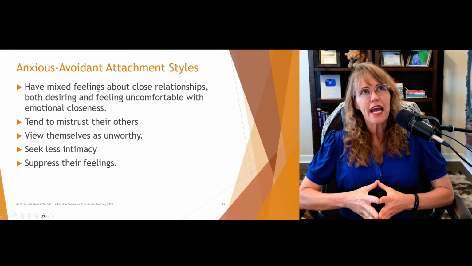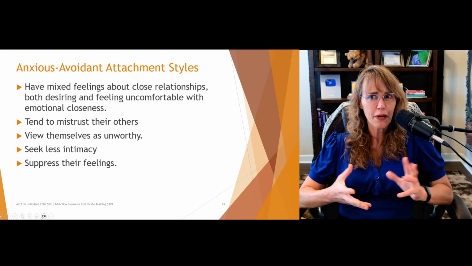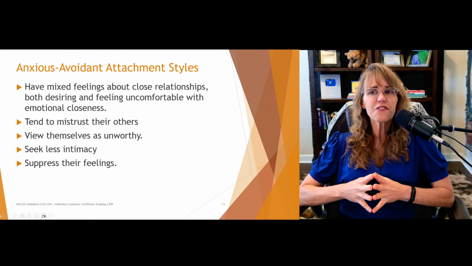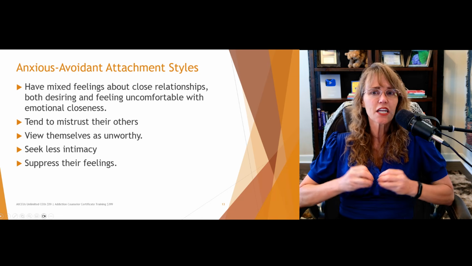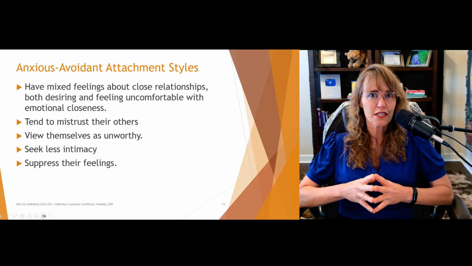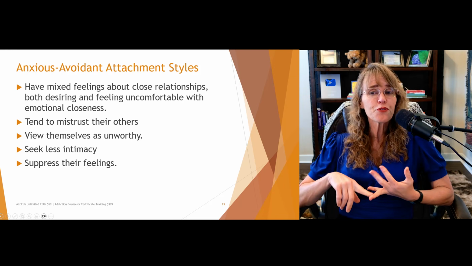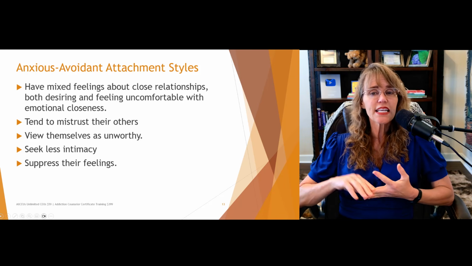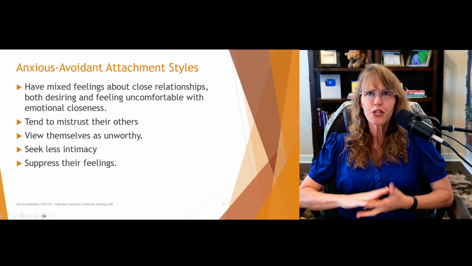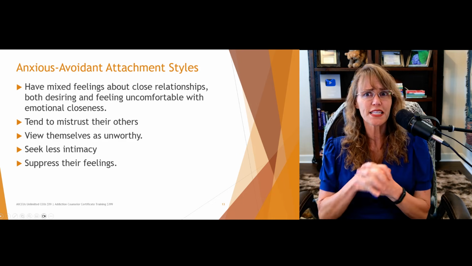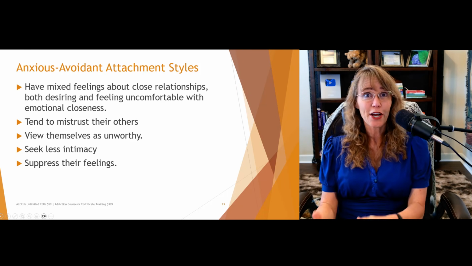Then you have the anxious avoidant attachment style, which is a combination of both. They often have mixed feelings about close relationships, both desiring and feeling uncomfortable with emotional closeness. They tend to mistrust others, get a theme here. They view themselves as unworthy, seek less intimacy, and suppress their feelings.